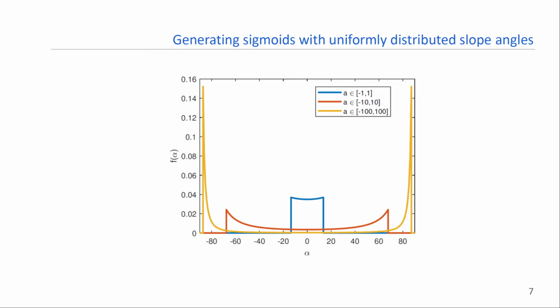It should be noted that weight a translates nonlinearly into the slope angle of a sigmoid. Distributions of the slope angle alpha when weights are generated from different intervals are depicted in the figure. For narrow intervals, the distribution of alpha is similar to a uniform one. When the interval is extended, larger angles near the bounds are more probable than smaller ones. In such a case, there is a real threat of overfitting.